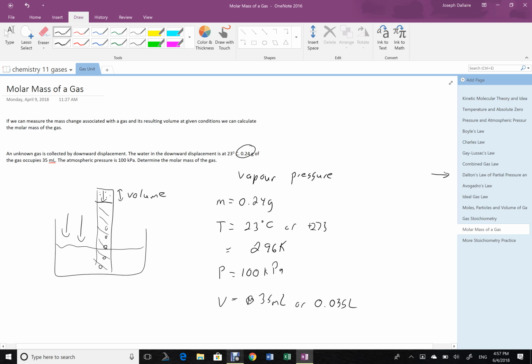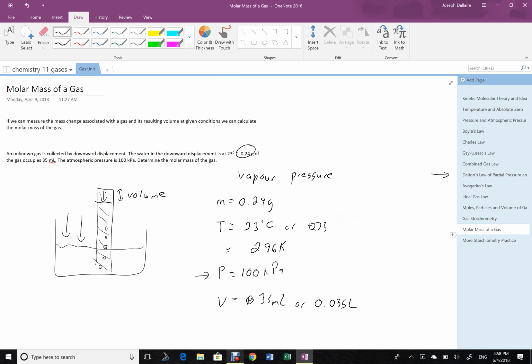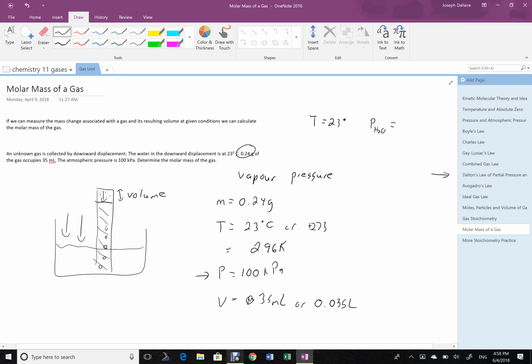So the question is, with this pressure here, how much is the pressure from the gas that we're interested in? How much is vapor pressure? To figure that out, we have to go back to our chart of vapor pressure. And this vapor pressure is given in torr, which is a little annoying, but at 23 degrees, we see we have 21.1 torr. So if my temperature is 23 degrees, then my vapor pressure is 21.1 torr.